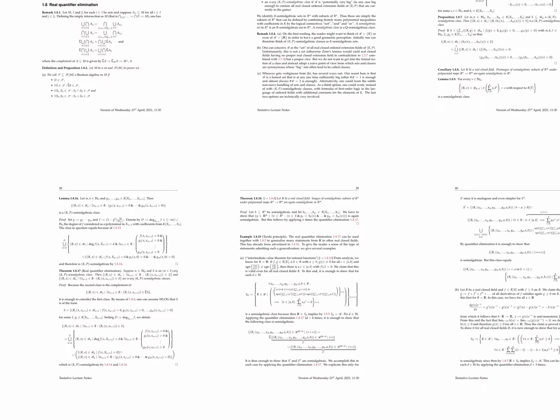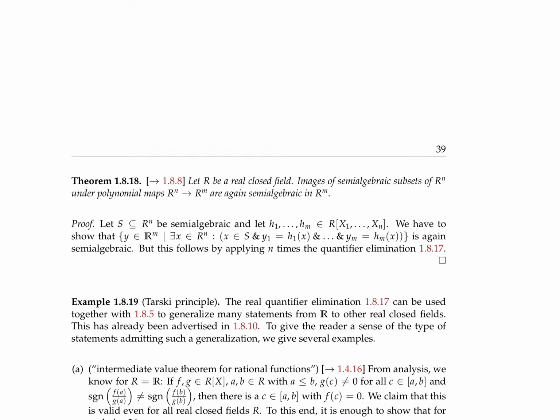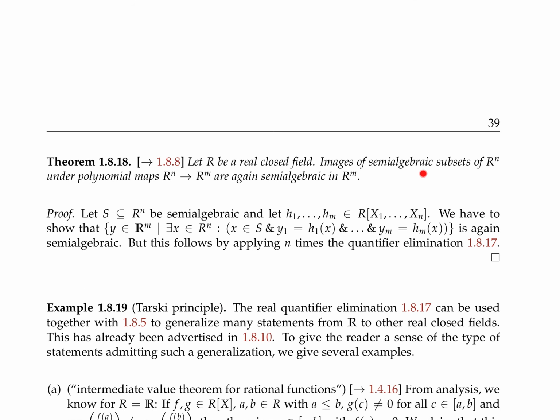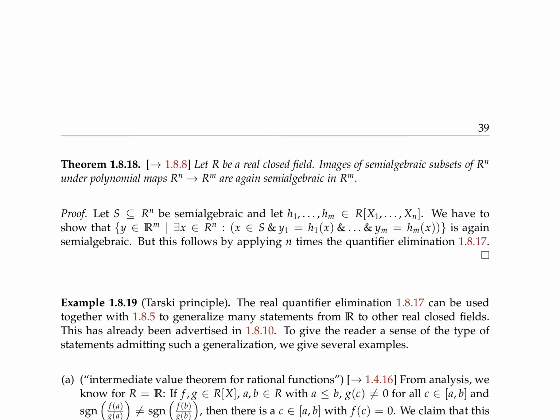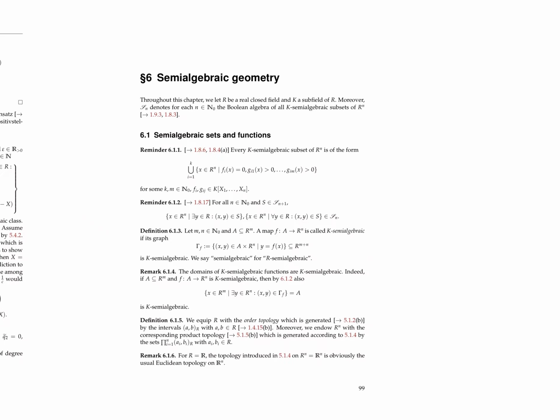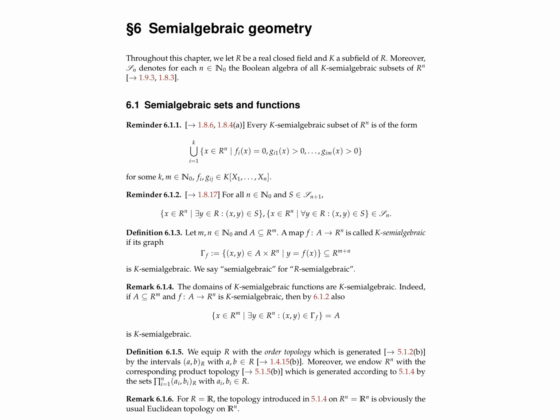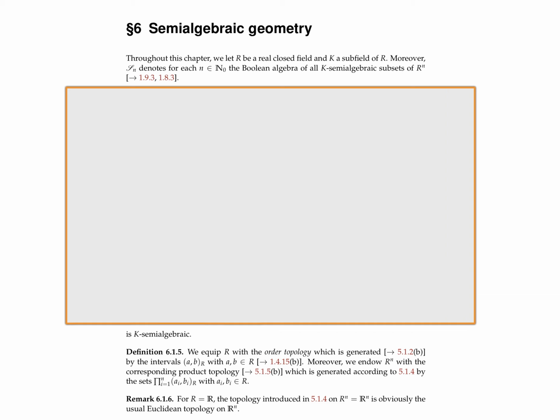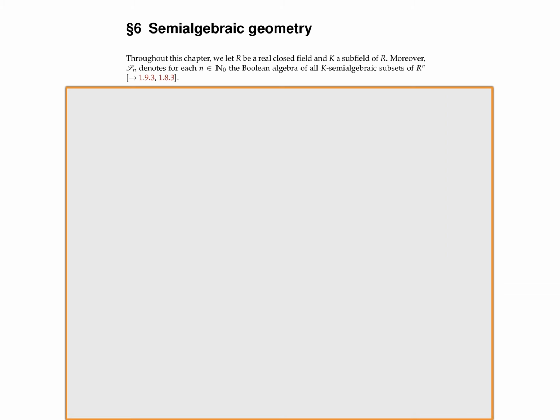But we had also already a non-trivial result, namely that, for example, images of semi-algebraic subsets of R^n under polynomial maps are again semi-algebraic. And that was highly non-trivial. That was actually based on the real quantifier elimination. So the aim of this chapter is to do a little more semi-algebraic geometry. Just a little more, because you could do much more, but this is not the focus of this course. So we will do just the most basic things.